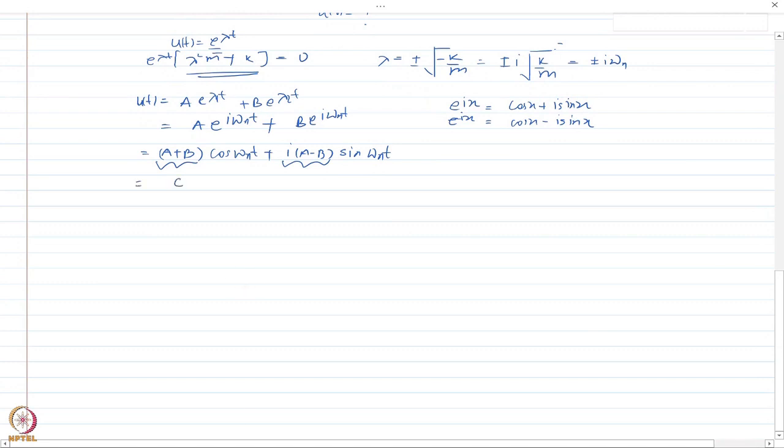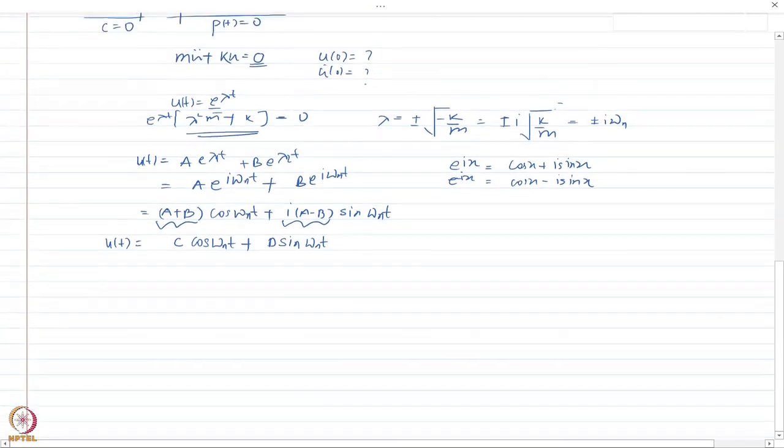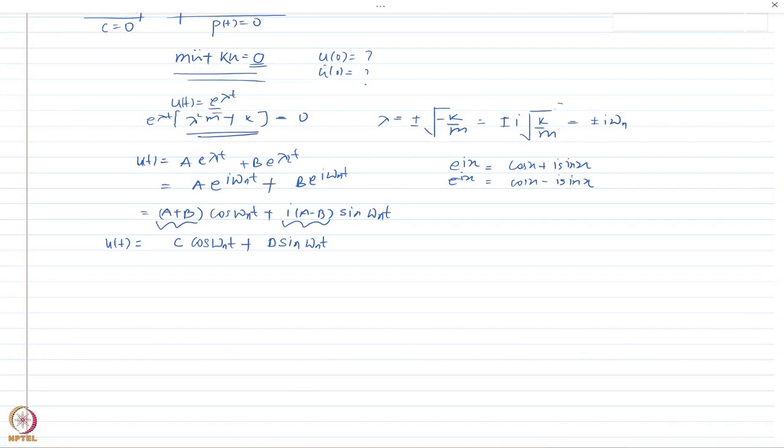So I'm going to represent them as another constant, c cos omega n t and d sin omega n t. All right, so I have obtained the solution to this second order linear homogeneous equation. Now I have two unknown constants, and we are going to determine them using the provided initial conditions.